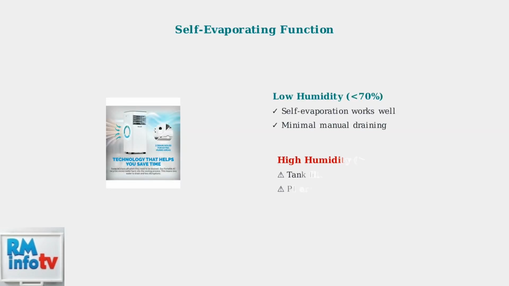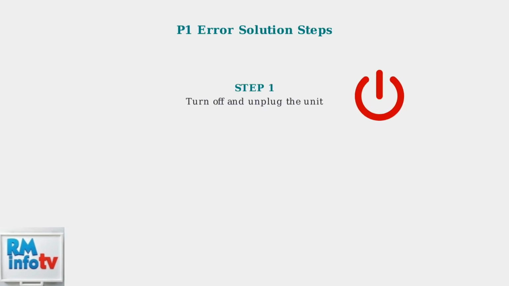While many Whynter models have a self-evaporating function that automatically exhausts most condensation, this system can be overwhelmed in high humidity environments above 70%. To resolve the P1 error, follow these simple steps. First, turn off and unplug your air conditioner for safety.